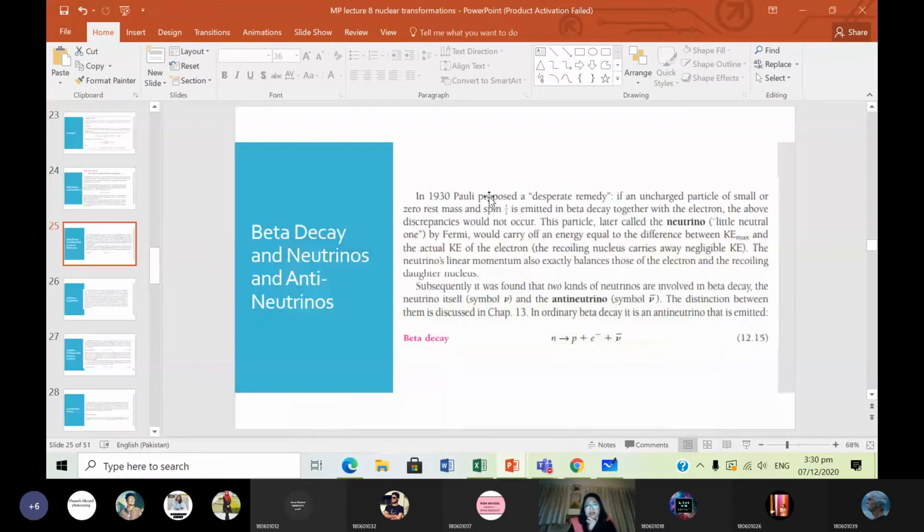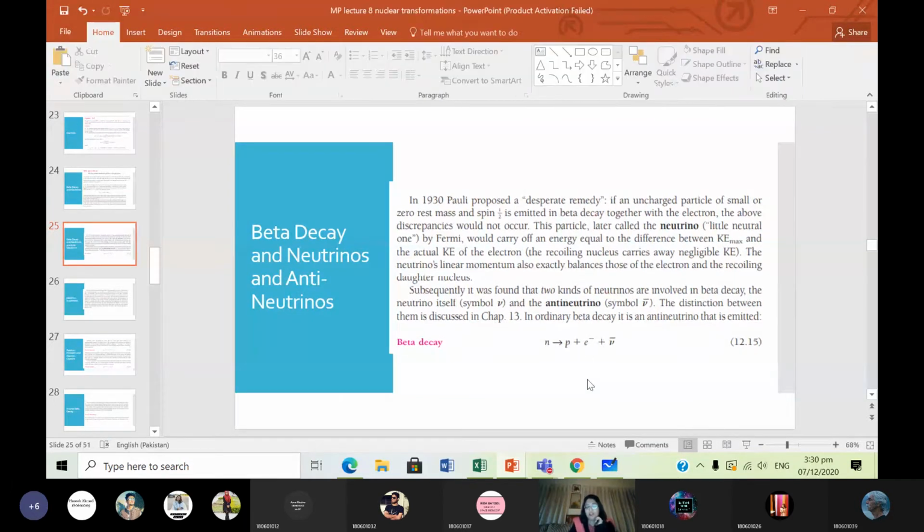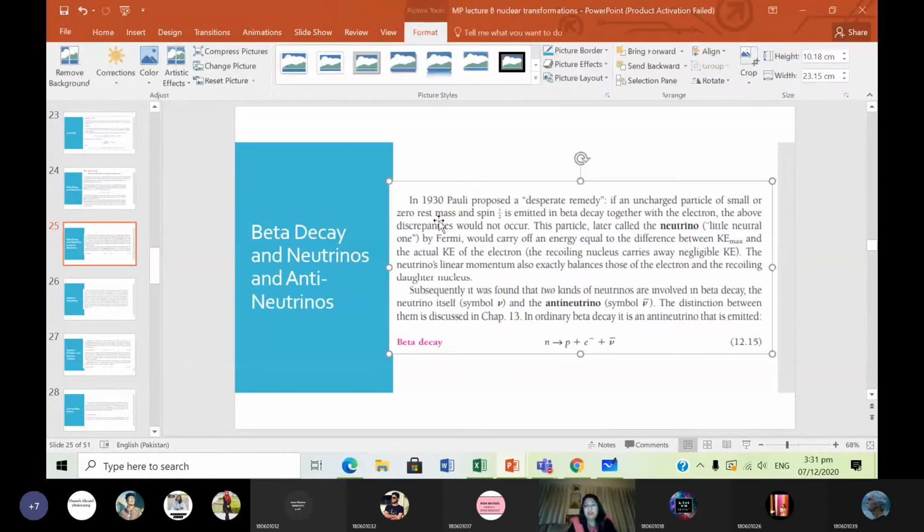Later, in 1930, Pauli proposed a desperate remedy to this conservation laws issue. If an uncharged particle of small or zero rest mass and spin 1/2 is emitted in beta decay together with the electron, the above discrepancies would not occur. So Pauli introduced the neutrino and the antineutrino. They are particles of very, very small or almost zero rest mass, but not entirely zero. They still do have some mass, but very small.